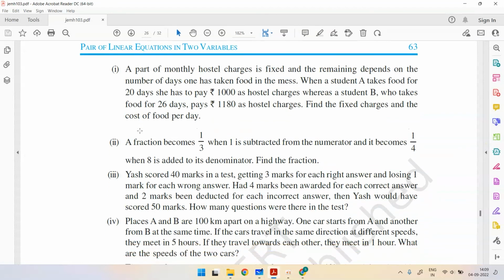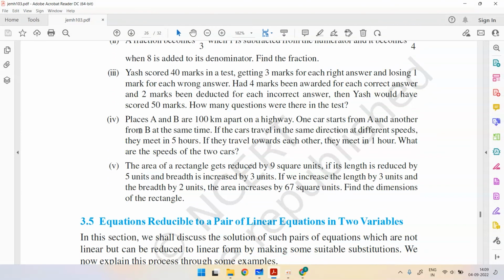Now the fourth question. Places A and B are 100 kilometers apart on a highway. One car starts from A and another car from B at the same time, traveling in the same direction at different speeds. They meet in 5 hours. If they travel towards each other, they meet in 1 hour. What are the speeds of the two cars?